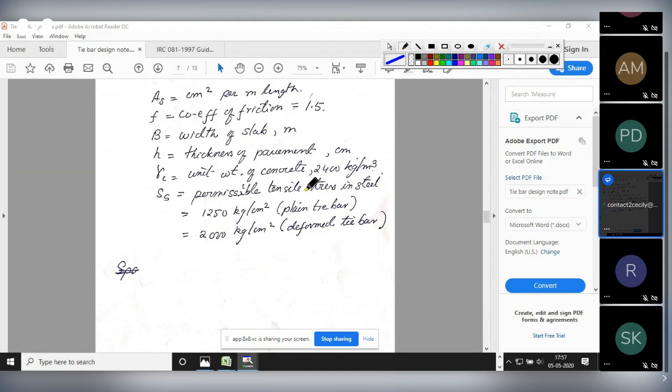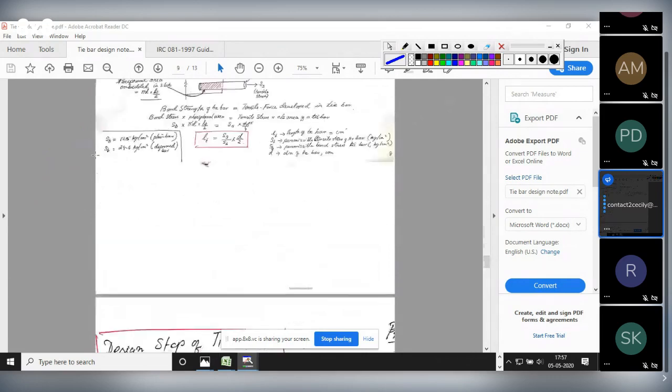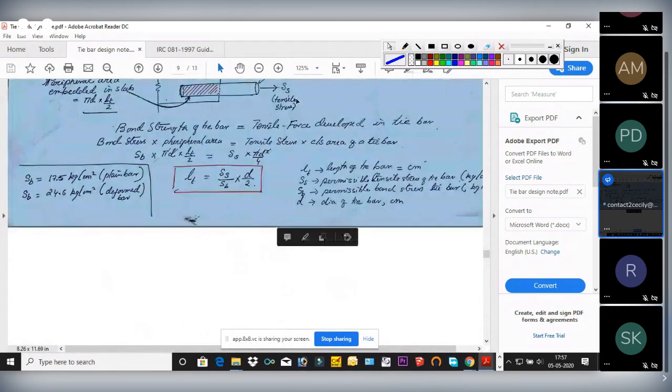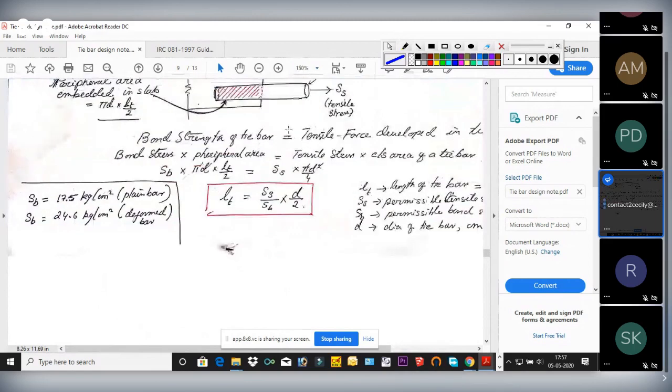And SB, as I said, is the bond strength. See the bond strength values. SB for mild steel is 17.5 kg per centimeter, and for deformed bar it is 24.6. Since it is deformed, meaning there are grooves, it will have better bonding strength. That's why it is more, 24.6.